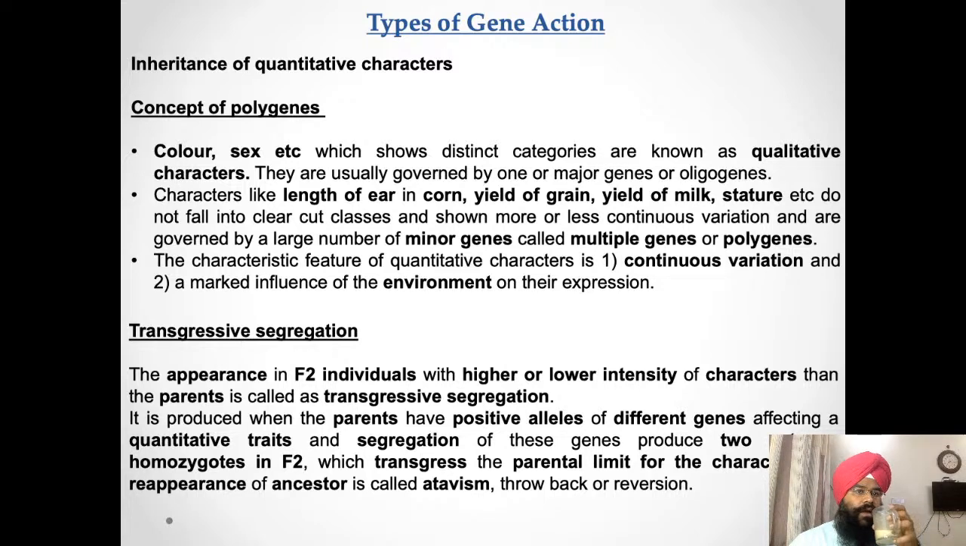So now, inheritance of quantitative characters. Characters like color and sex, which show distinct categories, are known as qualitative characters. They are usually governed by one or a few major genes, or oligogenes. Characters like length of ear in corn, yield of grain, yield of milk, and stature come under quantitative characters and are governed by minor genes, so multiple genes or polygenes. Characteristic features of quantitative characters are continuous variation and marked influence of environment on expression.